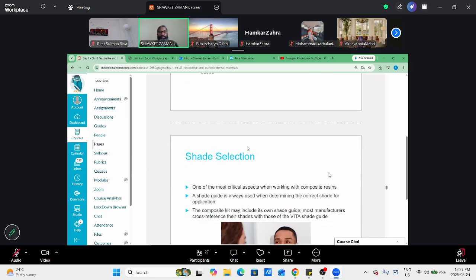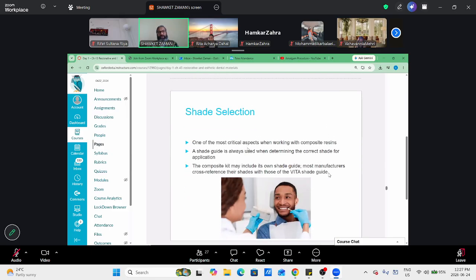Now, another important thing is the shade selection. Whenever it comes to the composite, definitely we have to go for the shade selection. That means the color match. There are multiple colors. We have A1, A2, A3.5, A4, something like that.